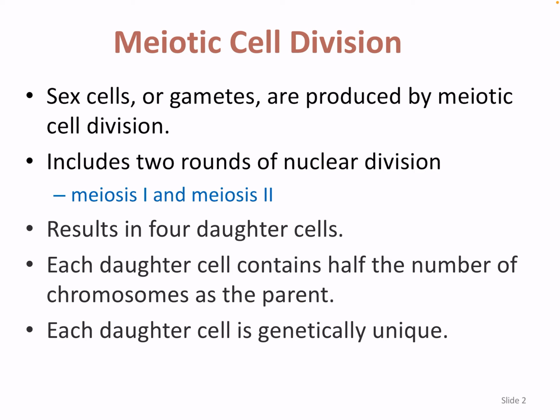So, meiotic cell division. This involves sex cells, or the gametes, which are produced by meiotic cell division. It includes 2 rounds of nuclear division, meiosis 1 and meiosis 2. This results in 4 daughter cells, and each daughter cell contains half the number of chromosomes as the parent. So remember, a parent has 46, and these will have 23. Each daughter cell is genetically unique, so there's a recombination of these genetics into the 23 from both parents.